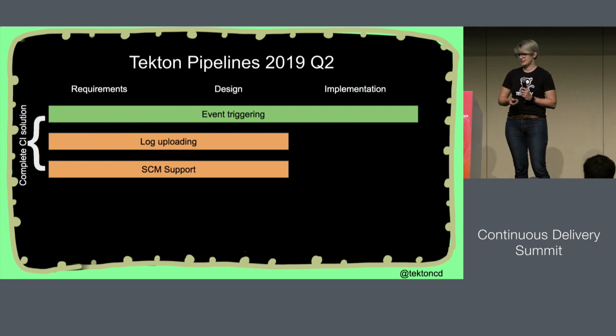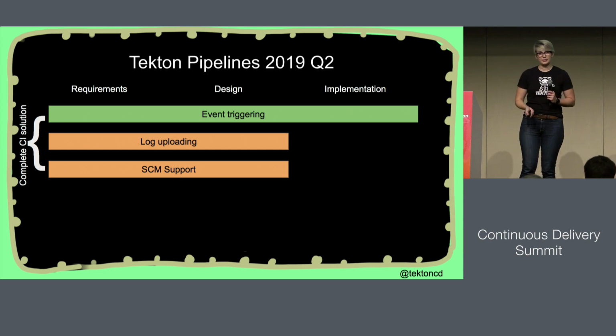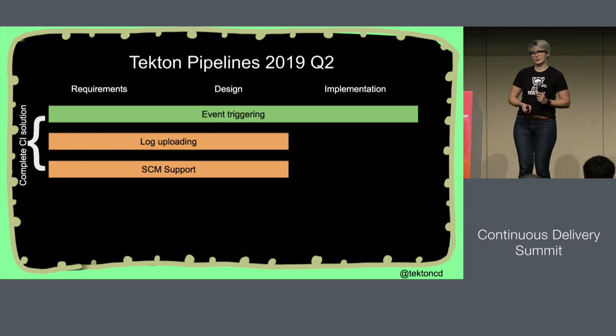So specifically, the missing features we're working on right now are event triggering, log persistence, and support for SCM tools like GitHub and GitLab. And so the goal here would be that you would be able to set up triggering from your GitHub or GitLab project straight to a Tekton pipeline, but using only Tekton components.